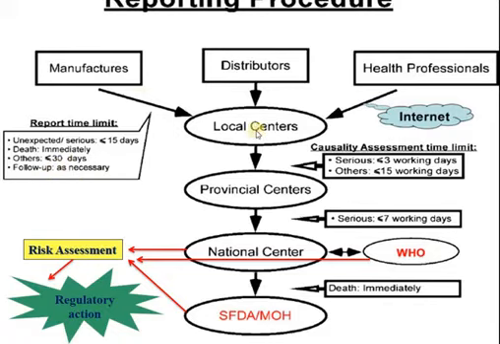Then, after collection of data at the local centers, the feedback should be sent to the provincial centers if available, and the serious types of events should be reported within a time that does not exceed 3 working days, while others within a time that does not exceed 15 days. Then all the information will be sent to the national center, and these national centers are followed by the WHO, the World Health Organization, and there is cooperation or sharing of information or feedback between the national centers and WHO.